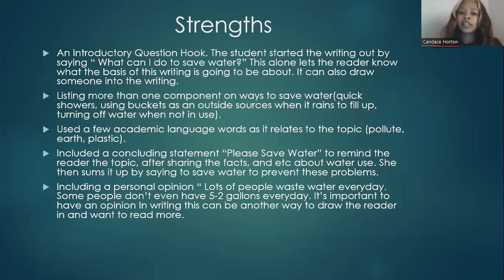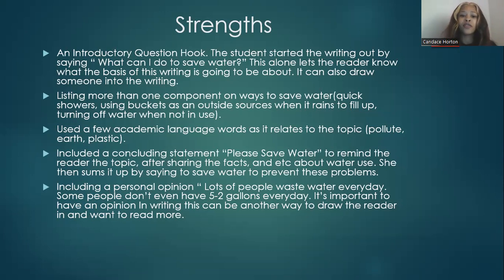The student also listed more than one component on ways to save water. So she wasn't just listing one, which we know that you should have multiple ways or examples whenever you're writing about something or whenever you're discussing something. So she had listed a quick shower could be a way to save water, how you can use buckets as an outside source when it rains to fill up those buckets and help save water, as well as whenever you're not using the water in your house, turn it off when the water is not in use. So the student had multiple components on ways to save water.